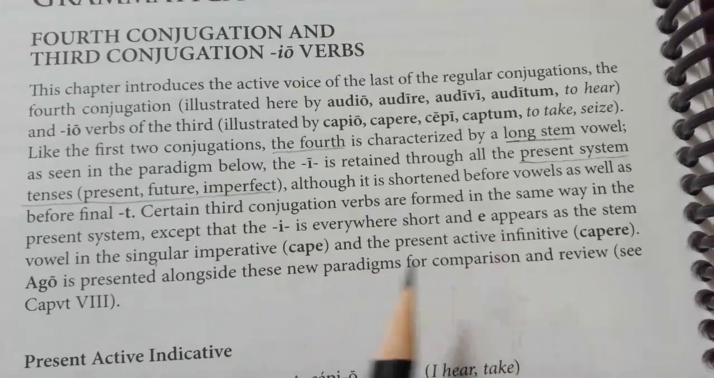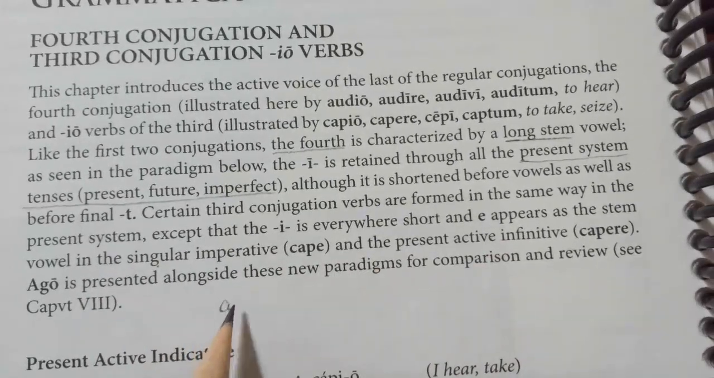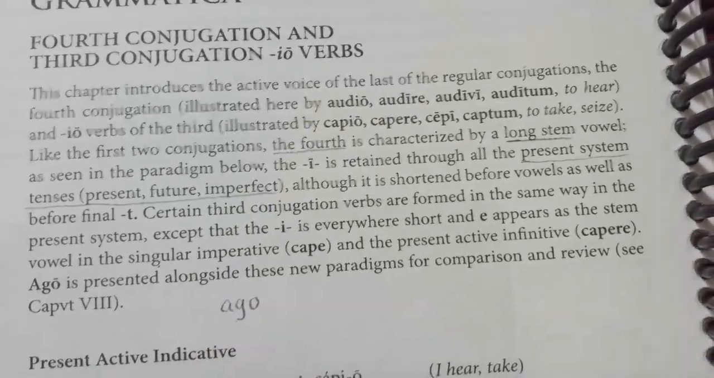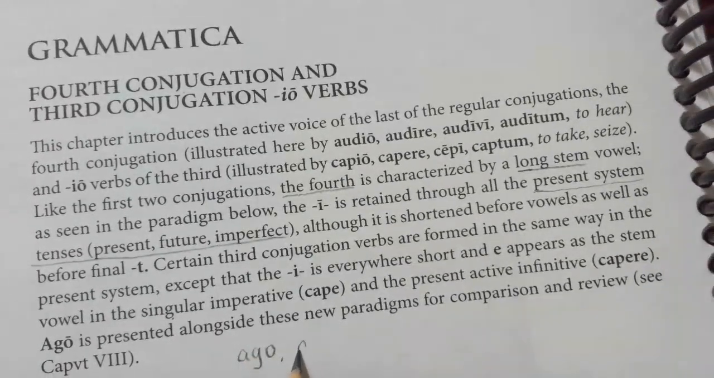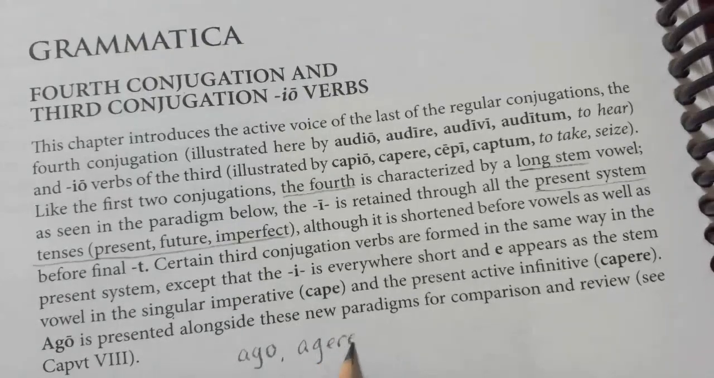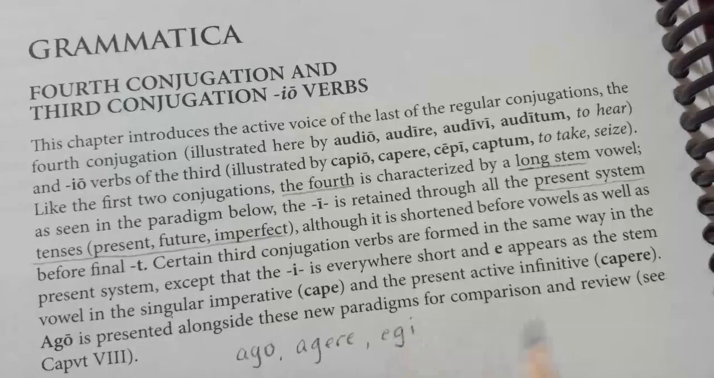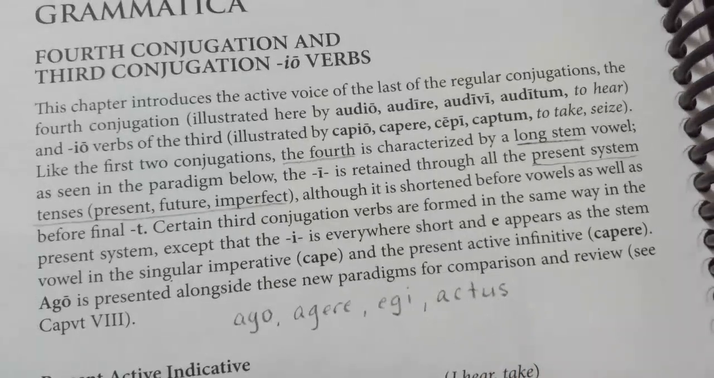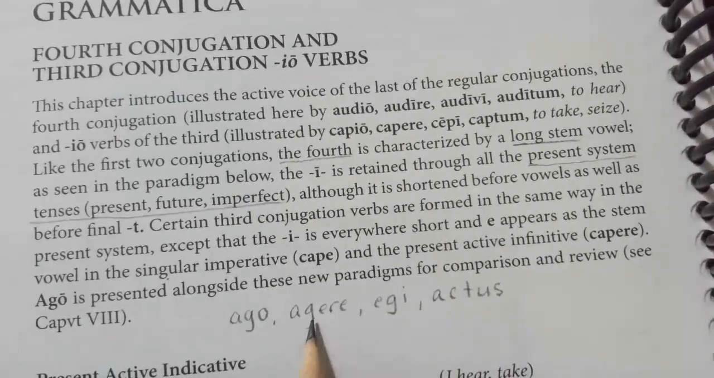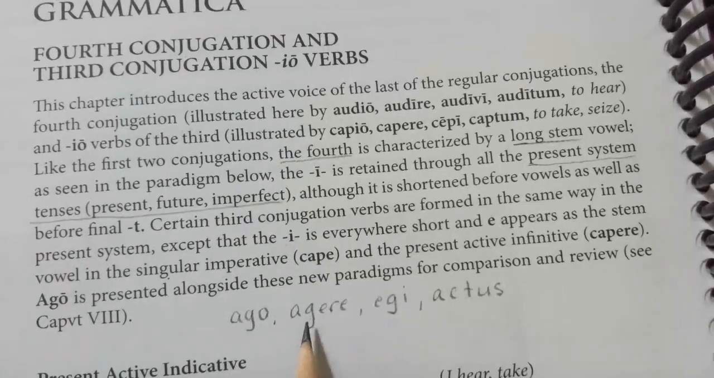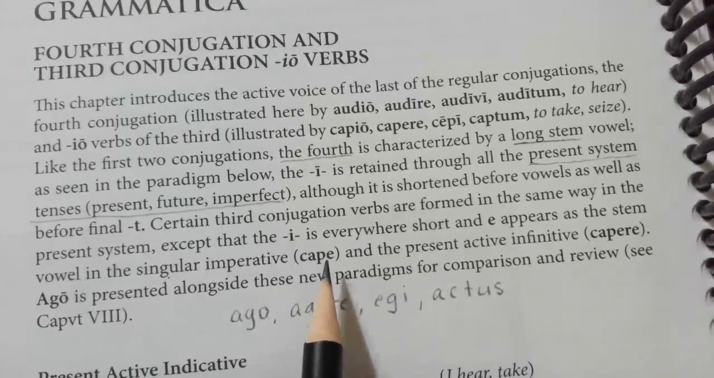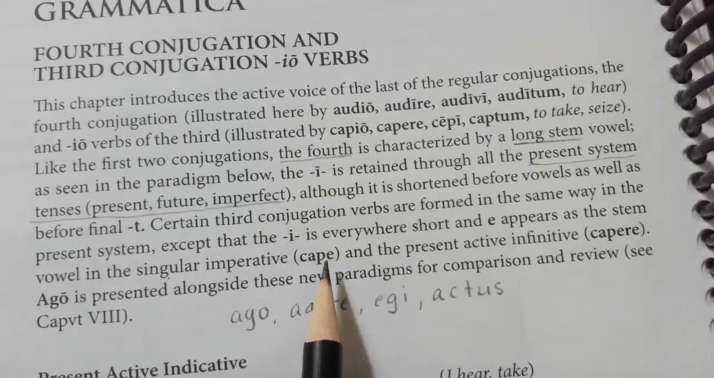So let me write out ago here. So we have ago. Now this is just a straight up third conjugation verb. We've already learned this. That's what they put here for review, just for reference. We'll go look at page 501, like I said, in just a minute. All right, so then you have agere, and then egi, and then actus, or actum if you so prefer, okay? So that is the third conjugation, all right? And we're talking about the third conjugation with an io that pops up and is consistent there, okay?